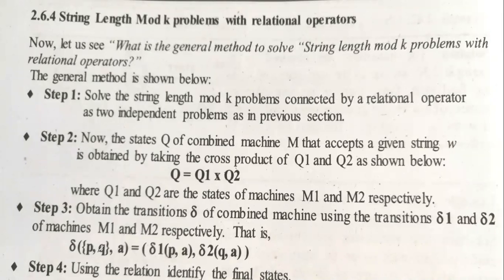P belongs to machine number 1. That's why delta 1 of P comma A. We need to check what transition is available from state P on receiving A in machine number 1. Then same with delta 2: we check machine number 2, where we have a state Q, on receiving alphabet A, what will be the return value? The outcome, whatever we get, will be the resultant.